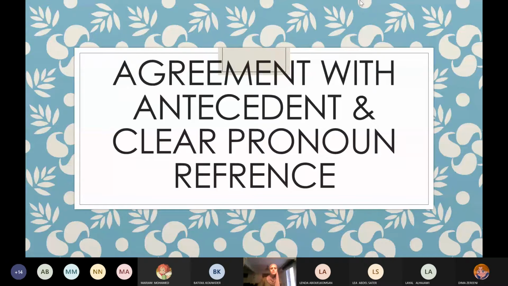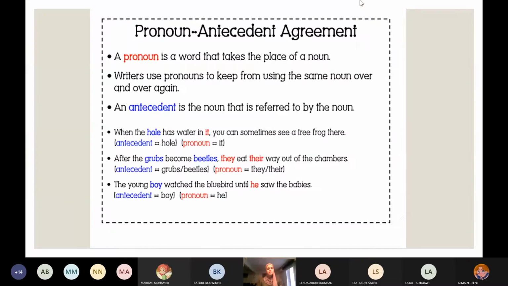So agreement with antecedent. What is an antecedent? What is the pronoun in this? Pronoun, as we said, because the unit is about pronouns, girls. Agreement in pronouns, agreement between the pronoun and the verb. A pronoun is a word that takes the place of a noun. Instead of repeating the noun, I replace the noun and use a pronoun. Writers use pronouns to keep from using the same noun over and over again. So an antecedent is the noun that is referred to by another word. That's why it's called a pronoun.